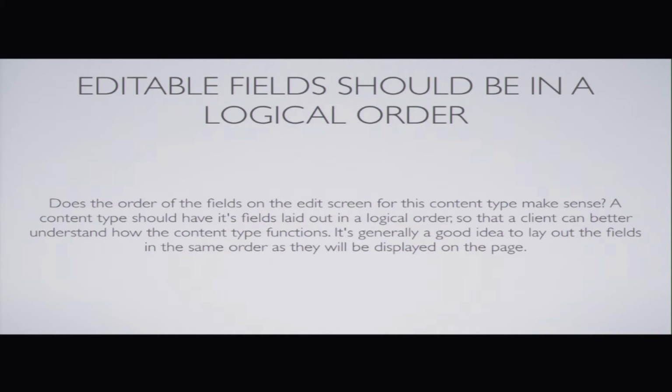The next one here, editable fields should be in a logical order. We add fields as we need them. Oh, I need a body field. Body's already there. I need a related content field. I'll add my related content field. Now I need a tags field. I'll add my tags field. Now I need a byline field. I'll add my byline field. Then when you go to create this blog post, you say title, body, tags, and then byline.